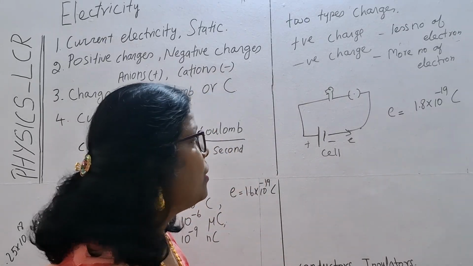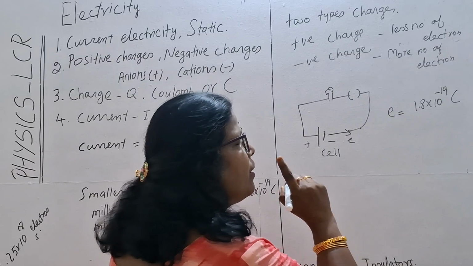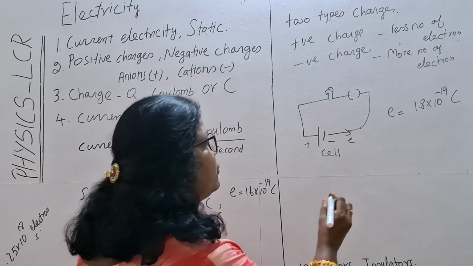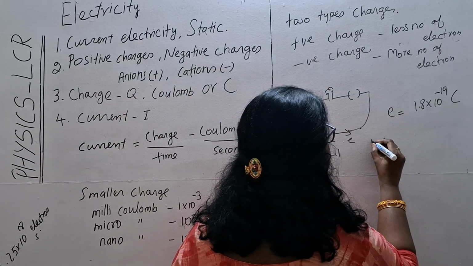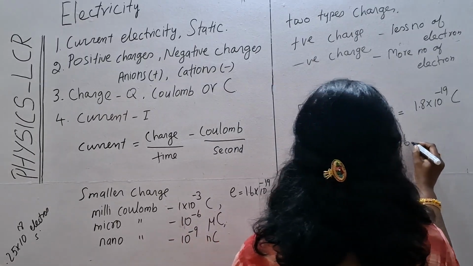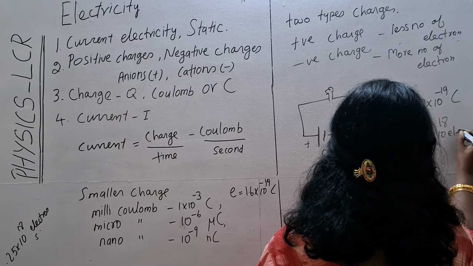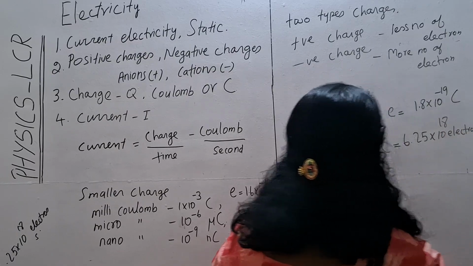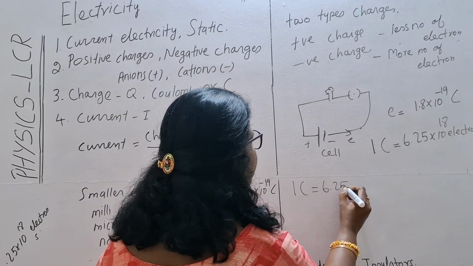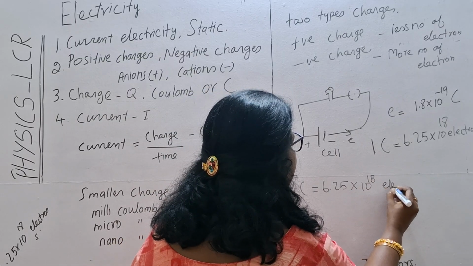The charge on one electron is 1.6 times 10 power minus 19. If we say 1 coulomb of charge, how many electrons does it carry? 1 coulomb of charge carries 6.25 times 10 power 18 electrons. So 1 coulomb equals 6.25 times 10 power 18 electrons.